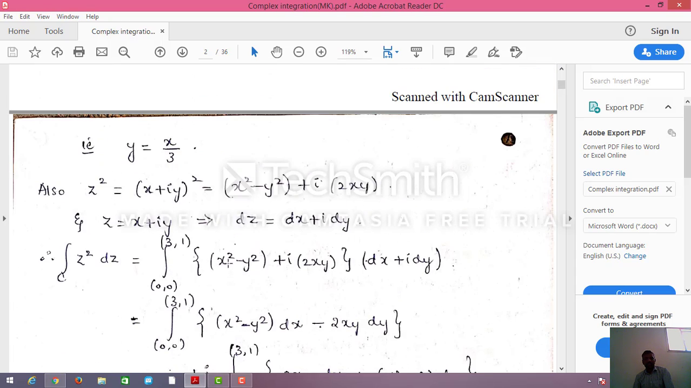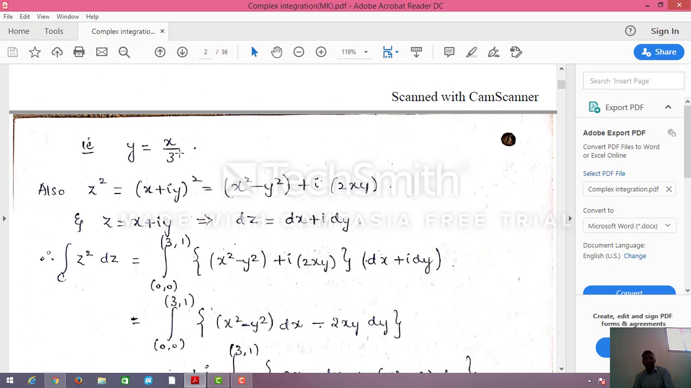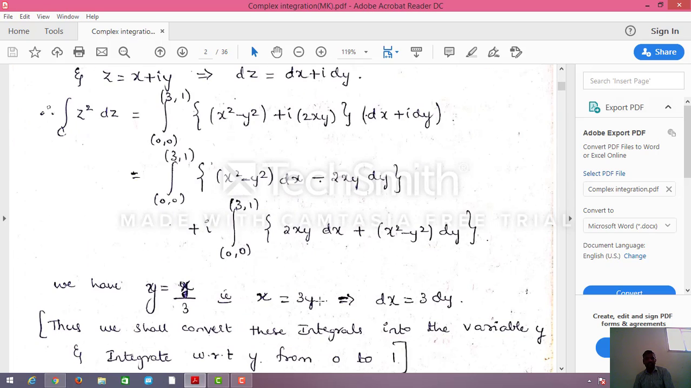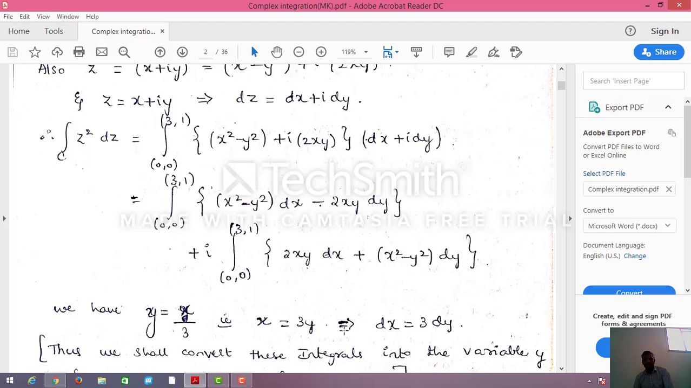Now I already told that here y equal to x by 3 came. So now I will put here y equal to x by 3. I will write it as x equal to 3y. If x equal to 3y, then if we differentiate with respect to y, what you will get is dx by dy equal to 3. That I am writing as dx equal to 3 dy. From this equation we are taking x equal to 3y.